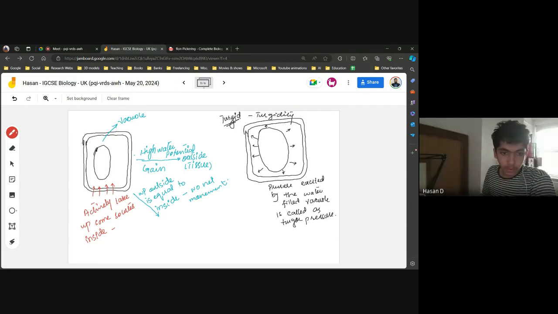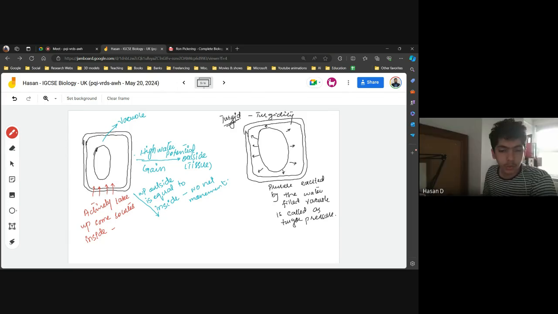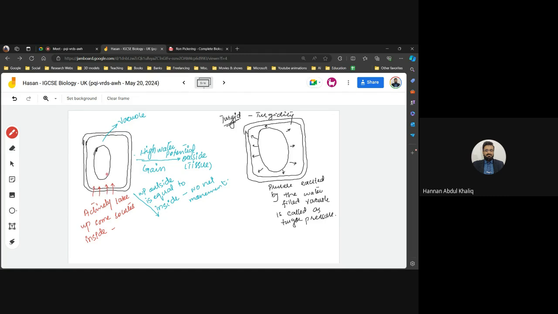Adding a few solute molecules to chamber A, the solute would attach to water molecules and lower their kinetic energy. So that means it would lower the water potential, so the cell would lose water. No, why would it lose water? If it is lowering the water potential, now focus on my words.